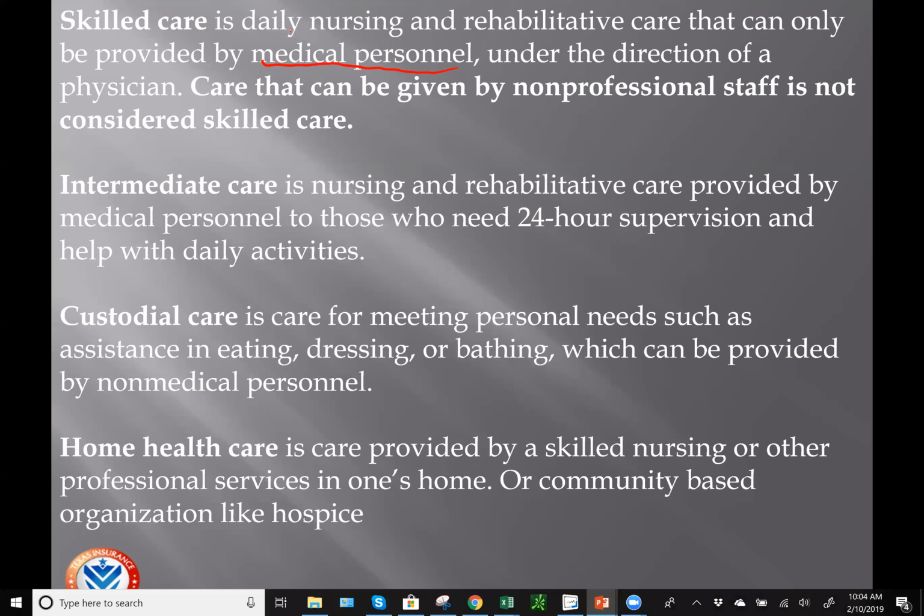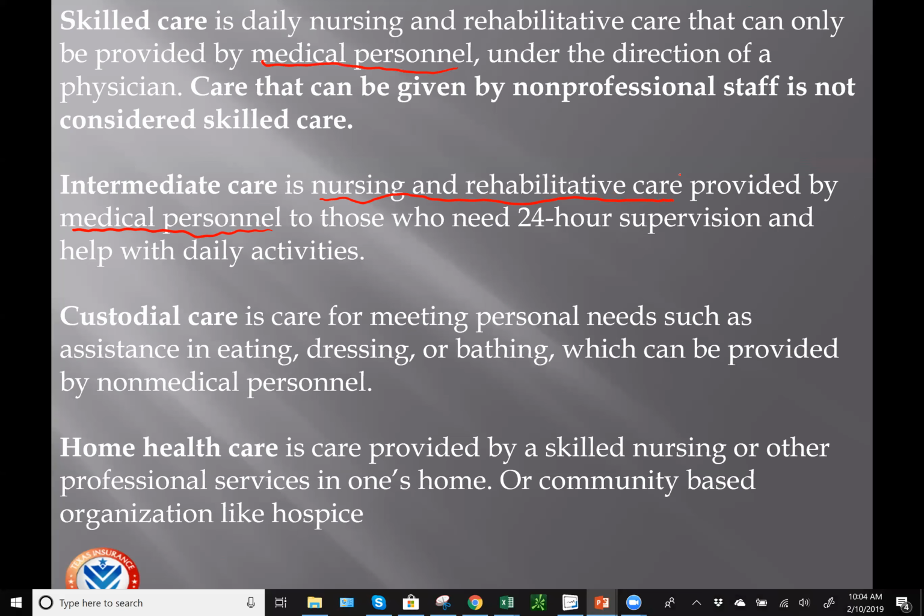The next level down is intermediate care. Intermediate care is also care that can only be provided by medical personnel. However, that care could be either in an institutional setting or in the patient's own home. Intermediate care is for people who need help with any nursing or rehabilitative care.